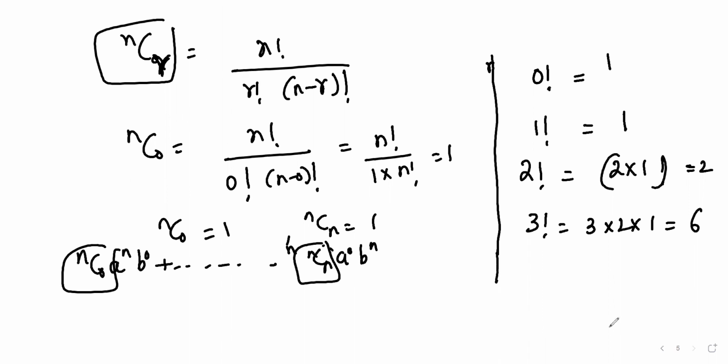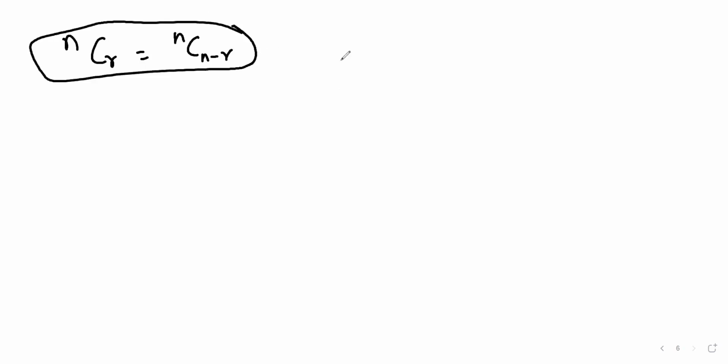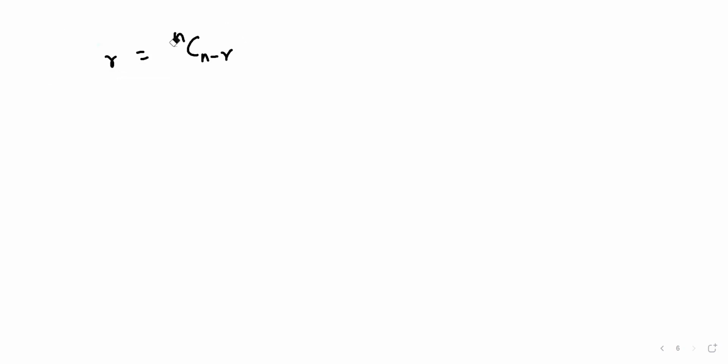nCr. And you also know there's one more formula. nCr is equal to nC(n minus r), isn't it? So we will incorporate all this when we use the binomial theorem. So (a + b) to the power of, let's say, 3.